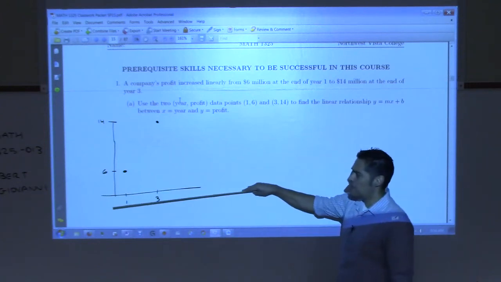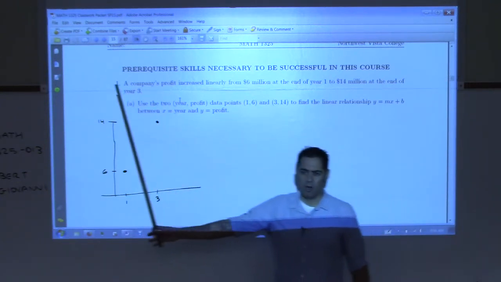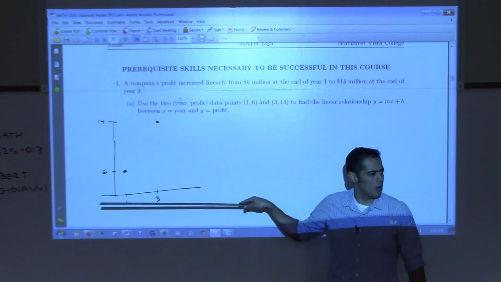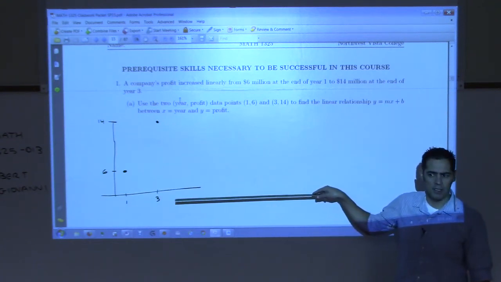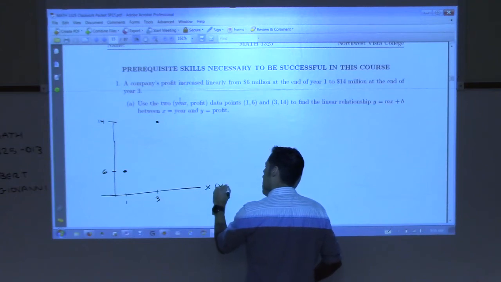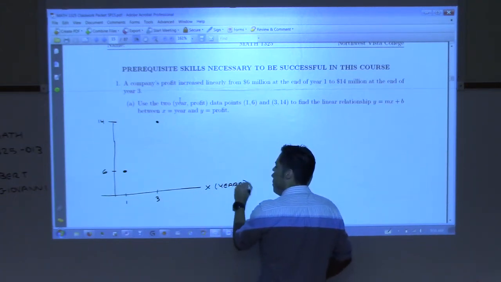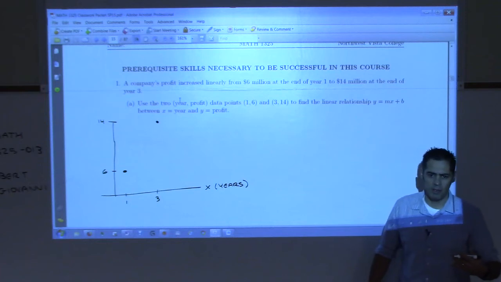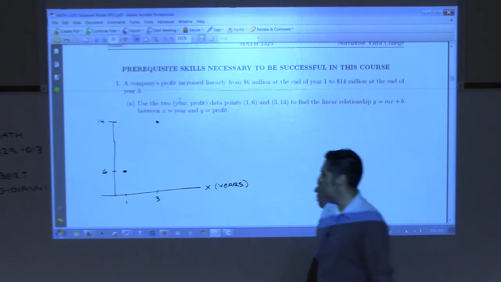Now my x-axis is what and my y-axis is what? In terms of the word problem, what are those quantities? The x-axis is the year. Okay, so I'm going to put x. I'm going to put years next to it. You don't need this graph. I just want us to understand what's going on here. Just make sure we're all on the same page.